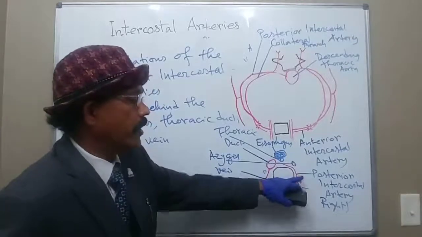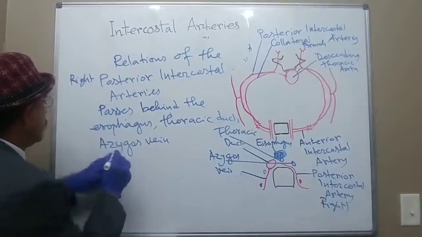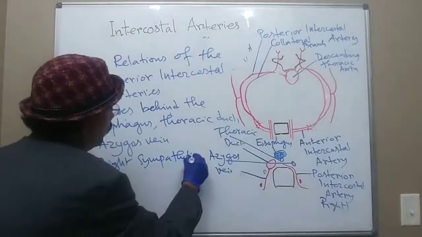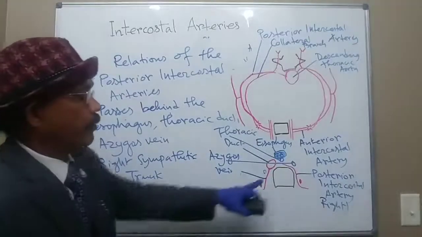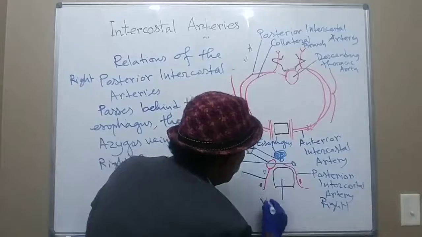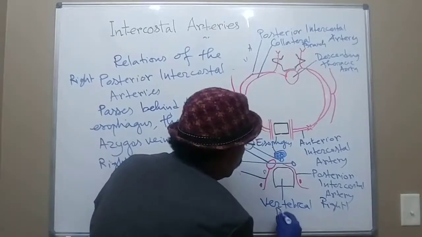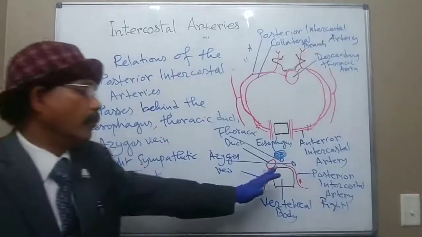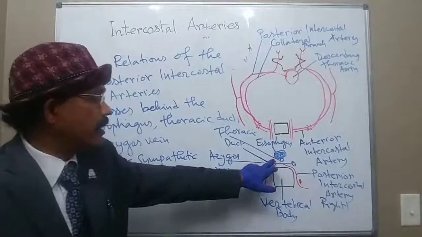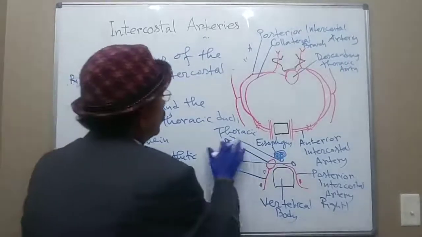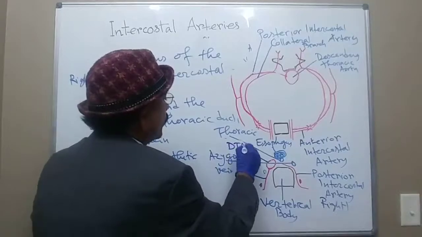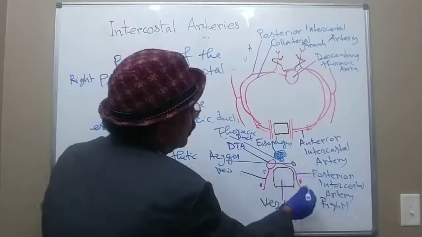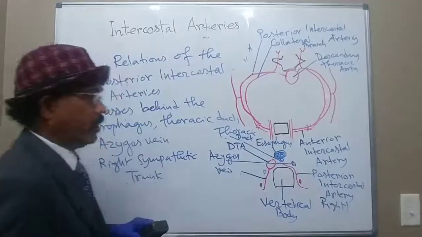Then what is this? This is the right sympathetic trunk. And what is this? This is the vertebral body. So we got the course and relations of the right posterior intercostal artery, course and relation of the left posterior intercostal artery. This is the descending thoracic aorta, DTA. This is the thoracic duct. This is the esophagus. This is the azygous vein. This is the right sympathetic trunk.